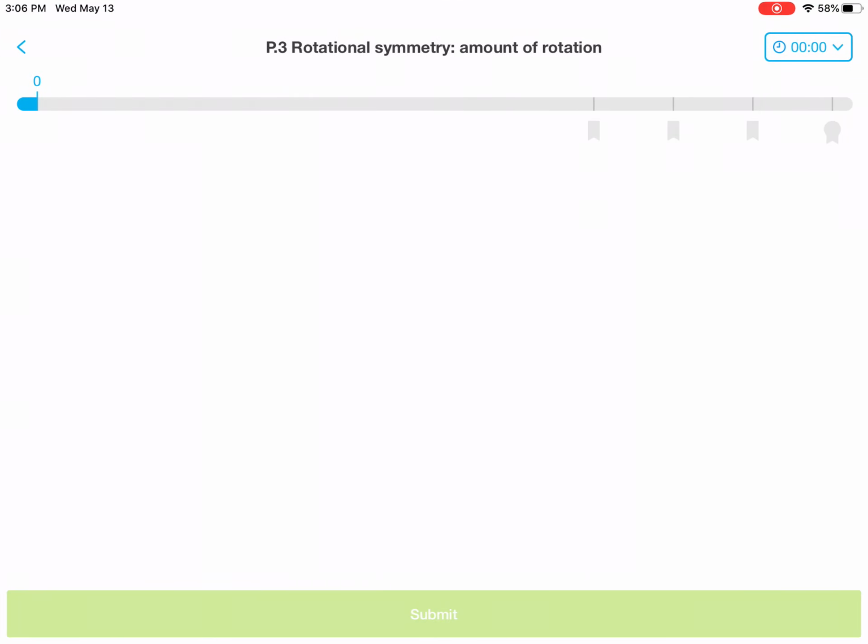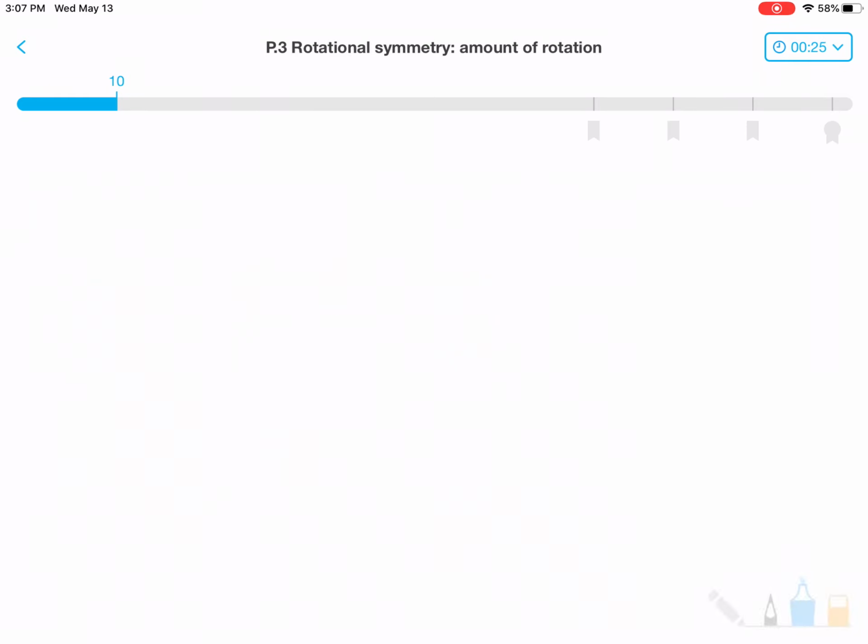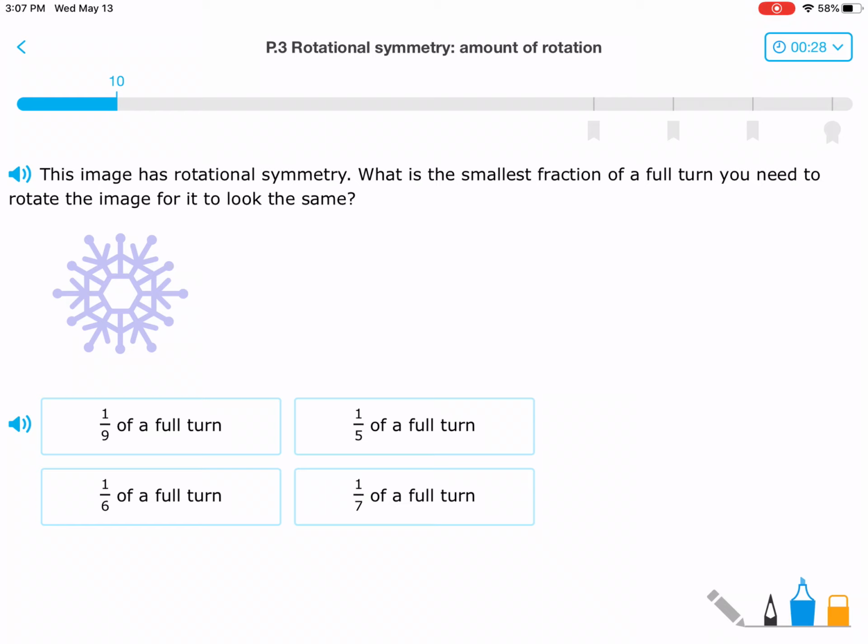Let's look at P3. P3 says, this image has rotational symmetry. What is the smallest fraction of a full turn you need to rotate the image for it to look the same? Okay, so this shape is divided into thirds. Here's a third, here's a third, and here's a third. So it has to be a third of a turn. This image has rotational symmetry. What is the smallest fraction of a full turn you need to rotate the image for it to look the same?